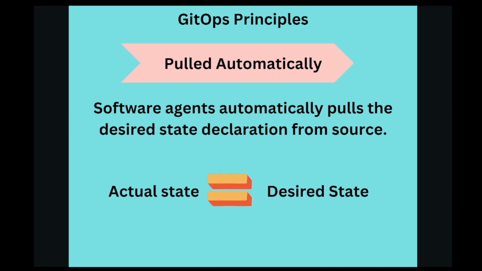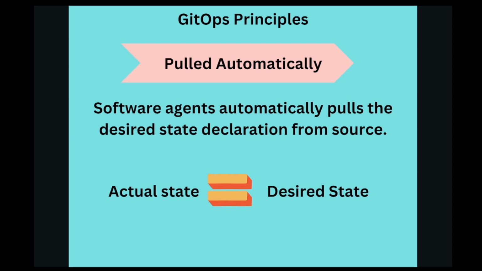The next principle states that it is pulled automatically. Software agents automatically pull the desired state declaration from source. So, what happens here is that we have a GitOps agent that will be sitting in the Kubernetes cluster. So, in short, we can say that a GitOps agent will be deployed in your Kubernetes cluster, which will be constantly checking the source of truth. And Git is the source of truth here.